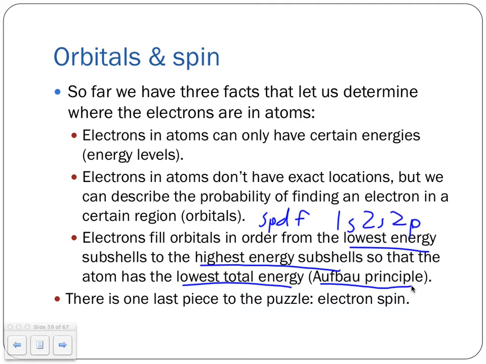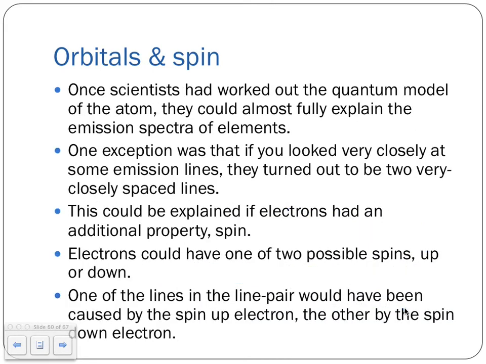And so these are the 3 facts we know so far, but there's one other thing we're missing, and that deals with something called electron spin. So once scientists had worked out everything we talked about so far, and this is the quantum model of the atom, they could almost fully explain the emission spectra of elements.